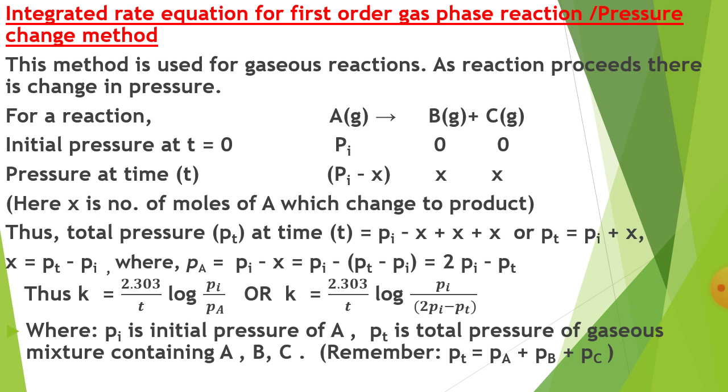Now the initial pressure at T0, that is, time has not started, so the total pressure of A is taken as Pi, and the pressure of B is 0, pressure of C is 0.